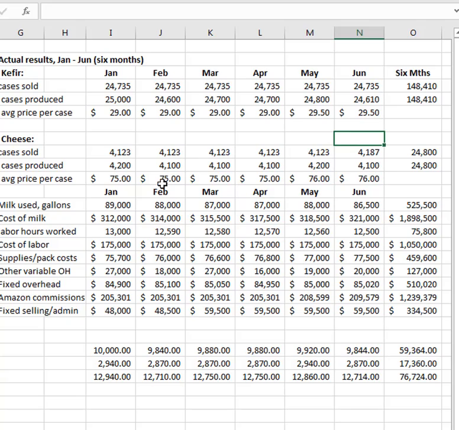So just kind of scanning the data and getting a look at what went on with the client. We can see how many gallons they consumed in making those cases, and you can probably quickly do the math. We were supposed to use 3 gallons per case, and you can probably figure out if they did or not. Here's what they spent, that $89,000, and you can probably do the math and figure out if that's what they should have spent. Here's how many labor hours were consumed, how much they paid for the labor, how much they paid for supplies and other overhead and fixed overhead, what the commissions were, and then what the fixed selling and administrative costs were.